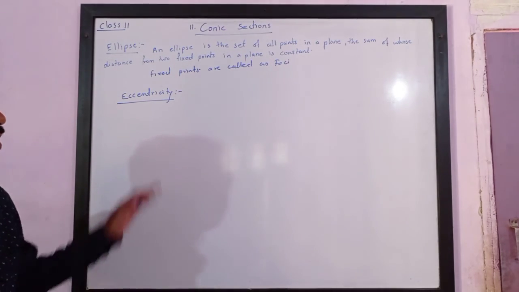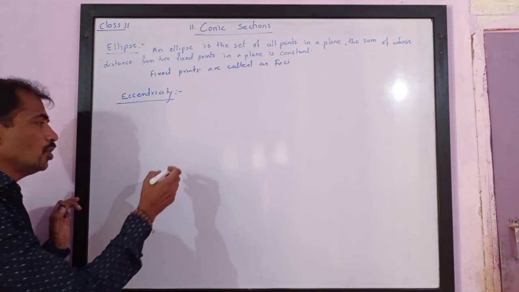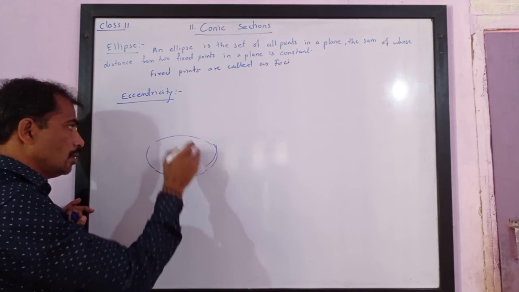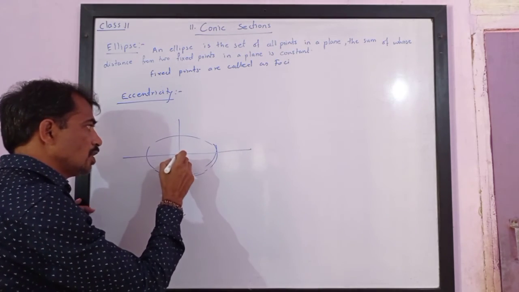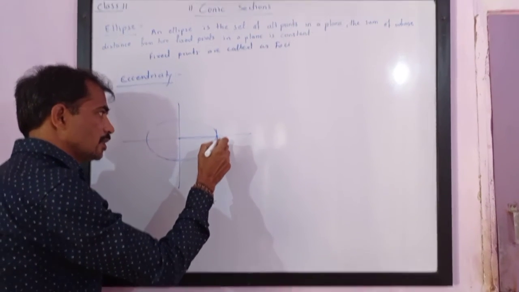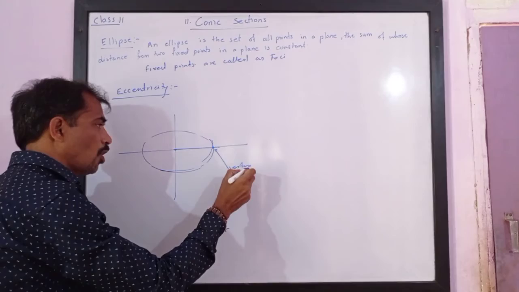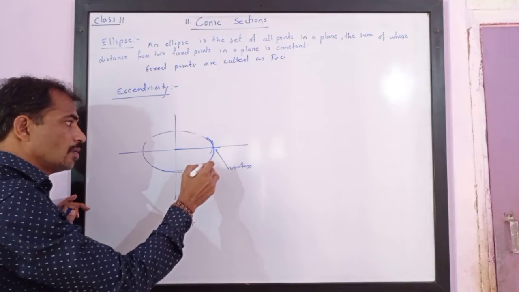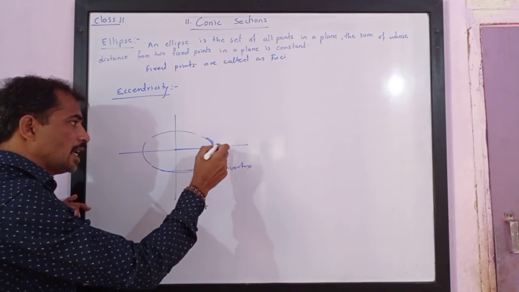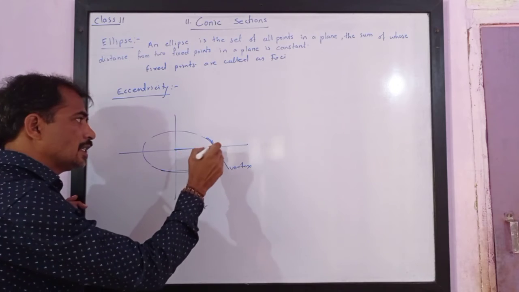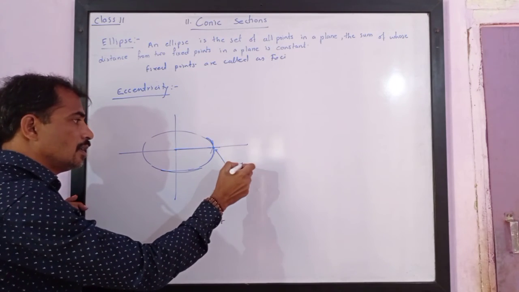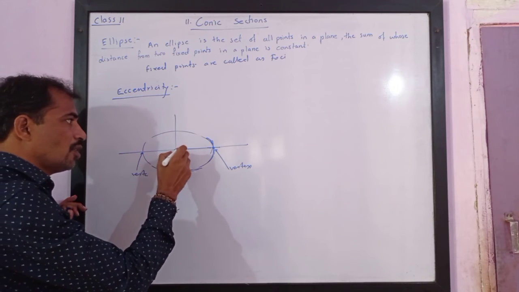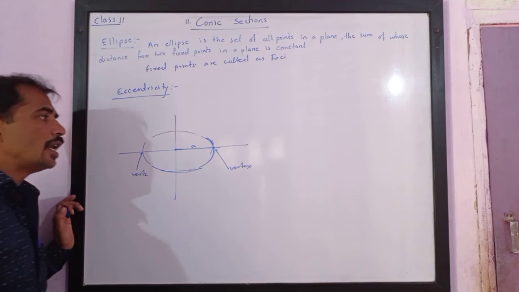Dear friends, next point is eccentricity. So, if this is an ellipse, the point on the major axis where the major axis cuts the ellipse is called the vertex. So there are two vertices, and the distance from the origin is denoted by the letter A.